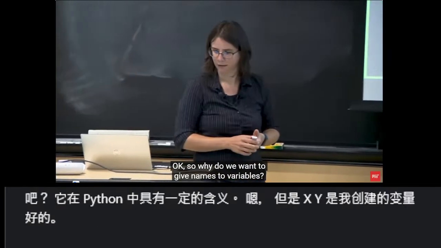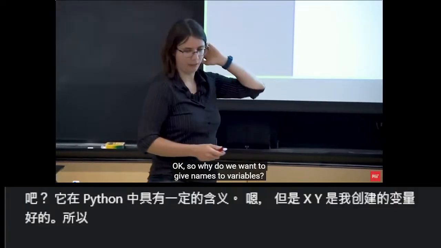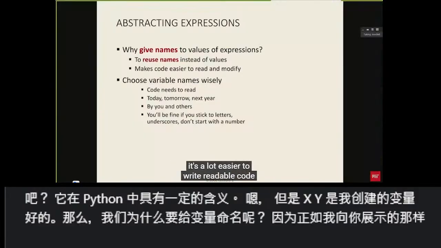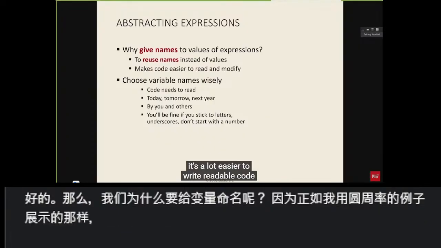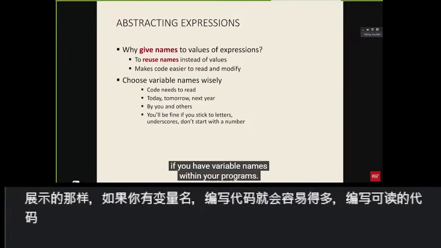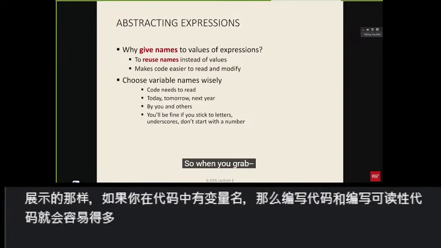Okay. So why do we want to give names to variables? Because as I showed you with the pi example, it's a lot easier to write readable code if you have variable names within your programs. So when you write programs, it's important to choose variable names wisely.